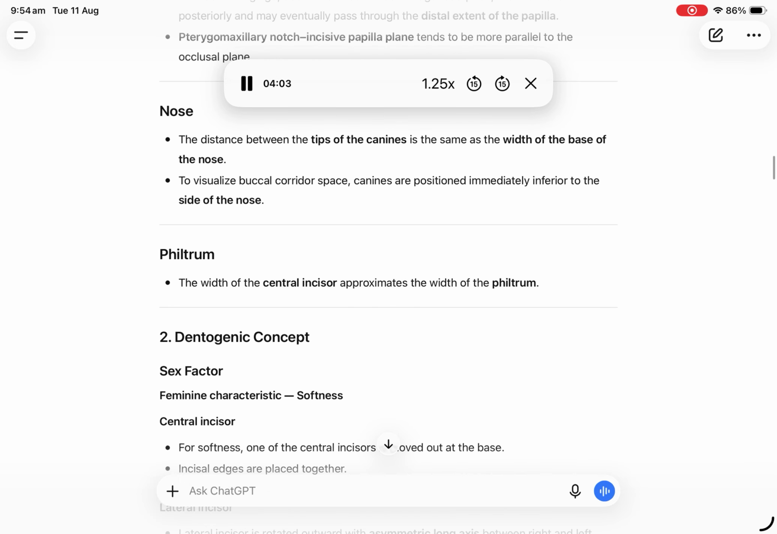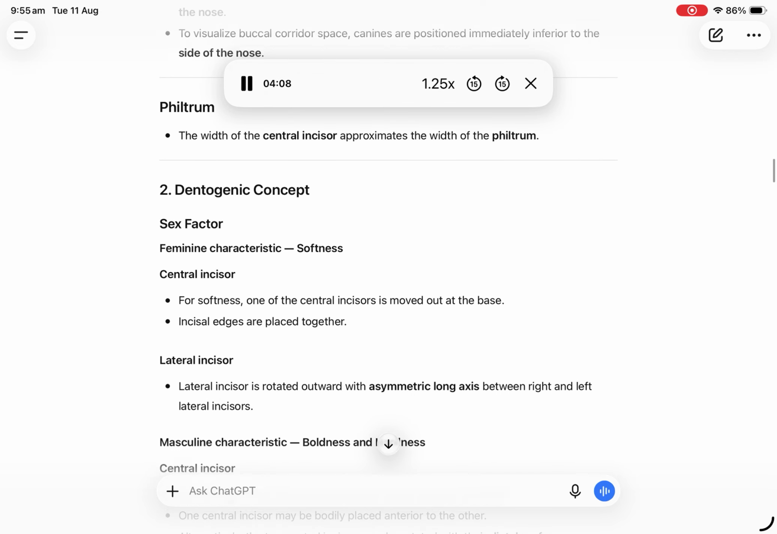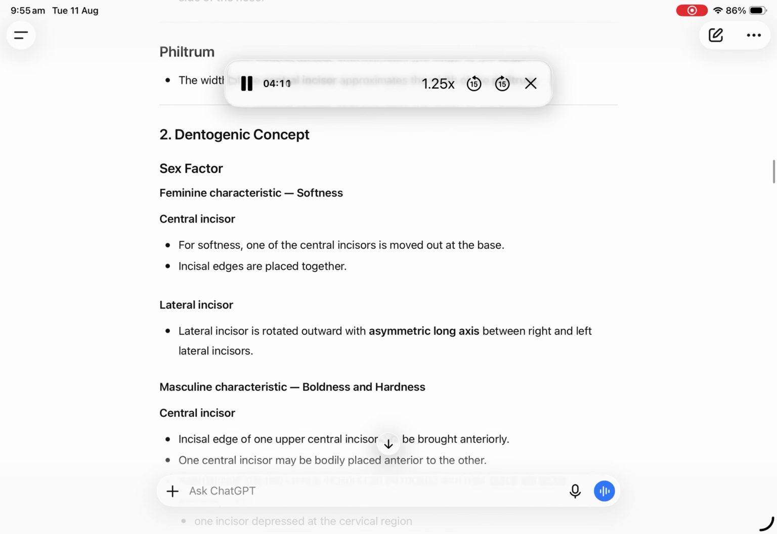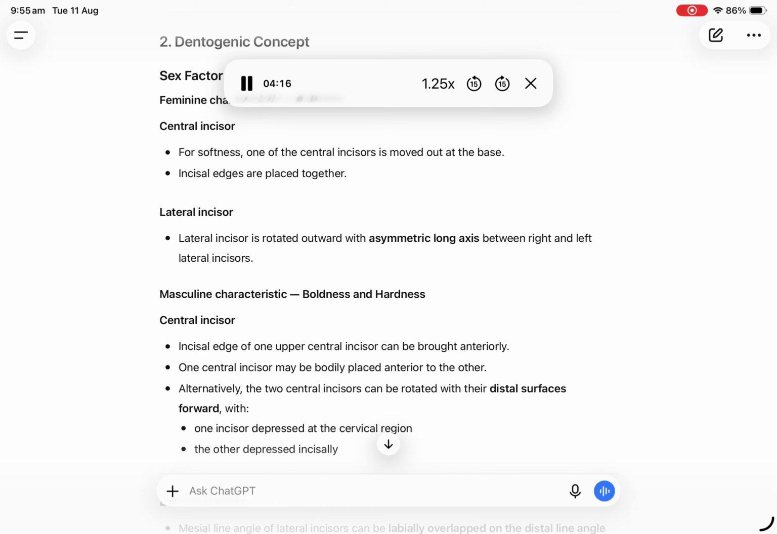2. Dentogenic concept. Sex factor. Feminine characteristic. Softness. Central incisor. For softness, one of the central incisors is moved out at the base. Incisal edges are placed together. Lateral incisor. Lateral incisor is rotated outward with asymmetric long axis between right and left lateral incisors.